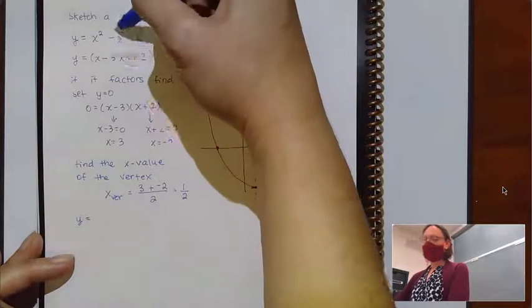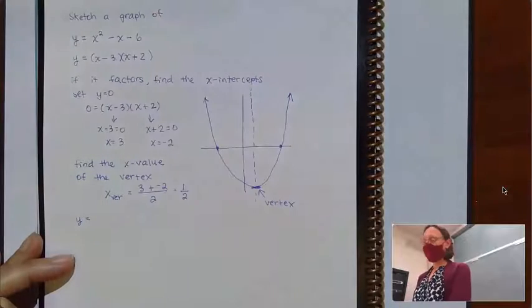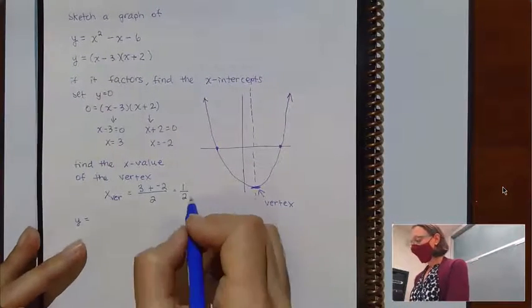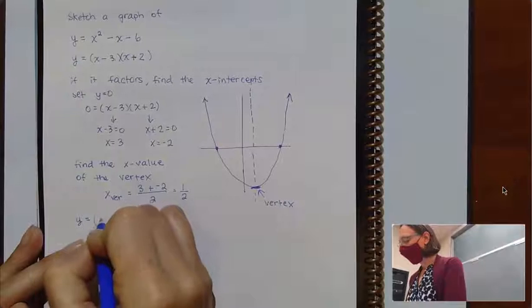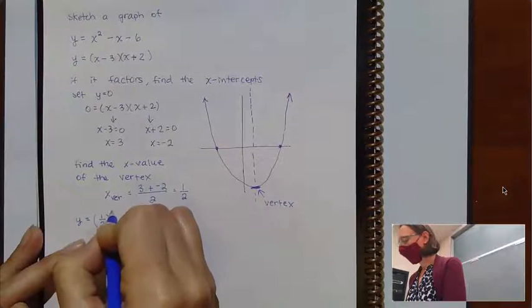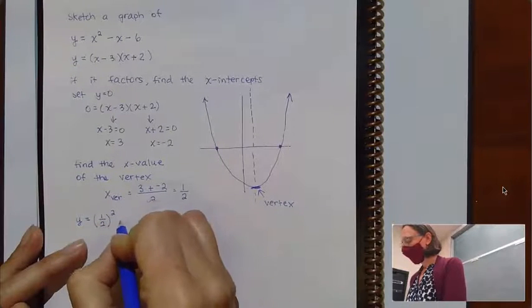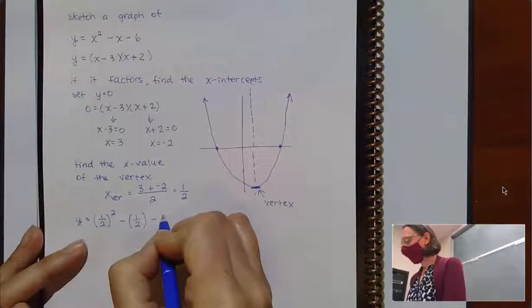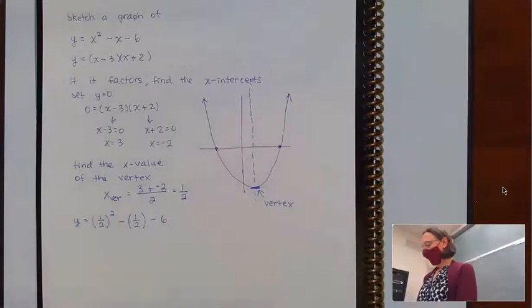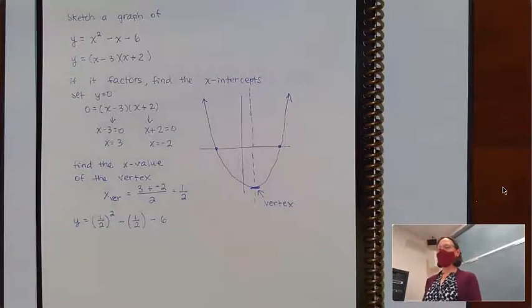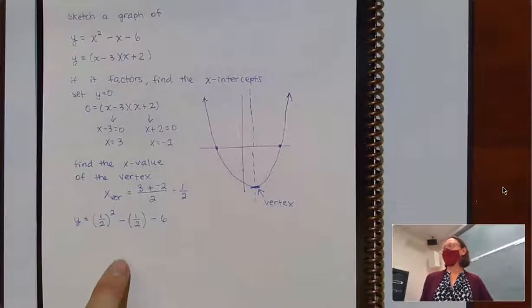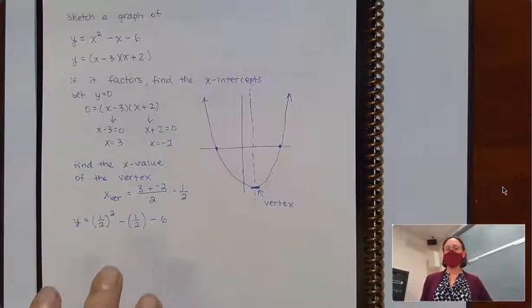And it doesn't actually matter which of them you plug it into. I'm going to plug into the first one. So if I take that 1/2, I'm going to have 1/2 squared minus 1/2 minus 6. Because we are coming up on a final exam, I'm going to let you all mess with the fractions and simplify this to a single term.